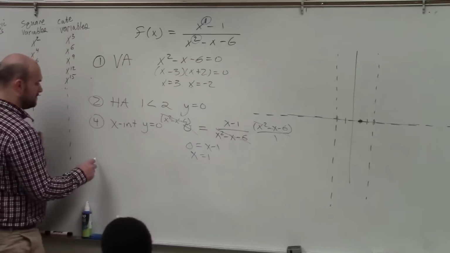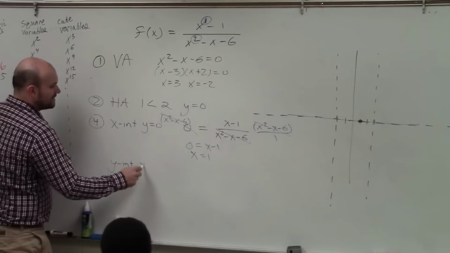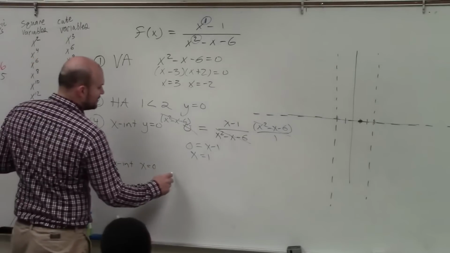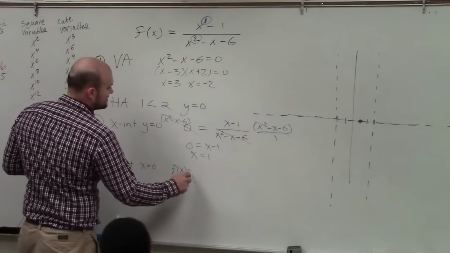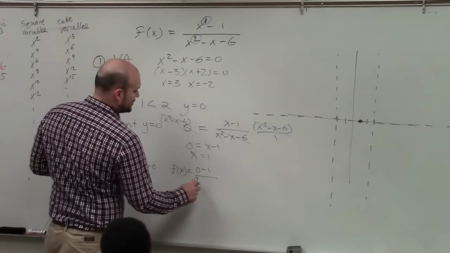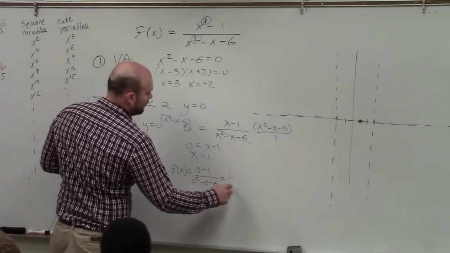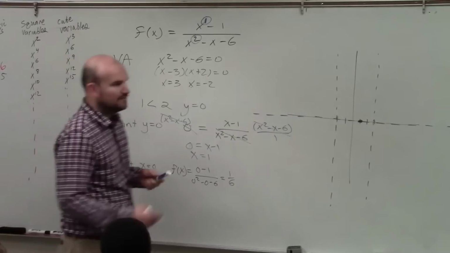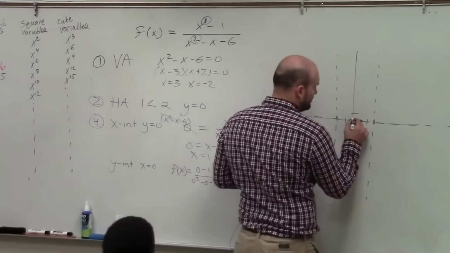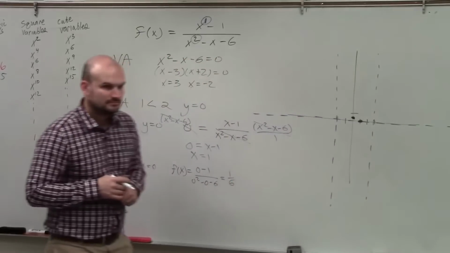So now, the next step is to find the y-intercept. Y-intercept, x equals 0. So in this case, I have f of x equals 0 minus 1 divided by 0 squared minus 0 minus 6, which equals 1 over 6. So therefore, if this is 1, 1/6 is going to look something like that. OK?